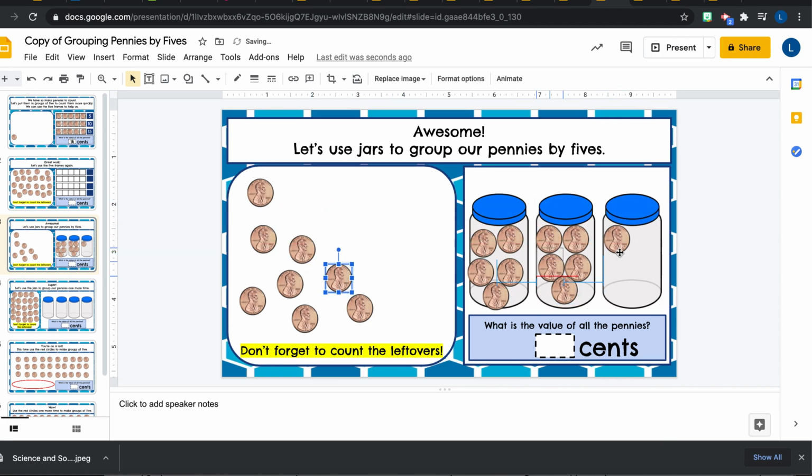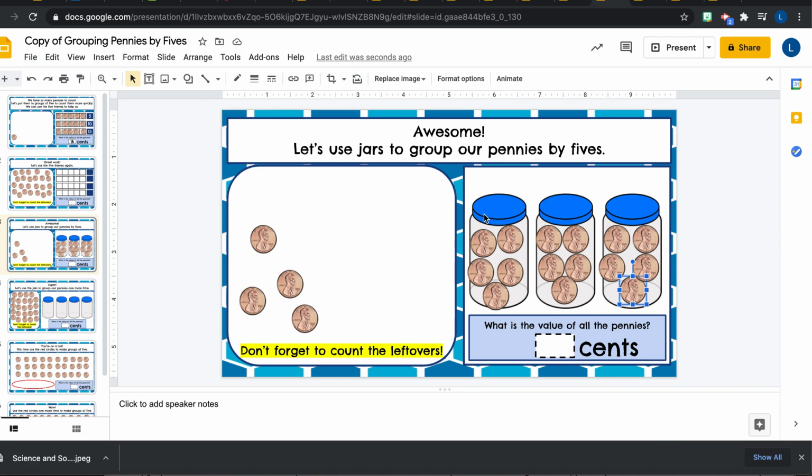1, 2, 3, 4, and 5. Okay, so let's see how many I have left over. I have 1, 2, 3, 4. So I don't have another jar, because I would have to have 5 to put that into another jar.